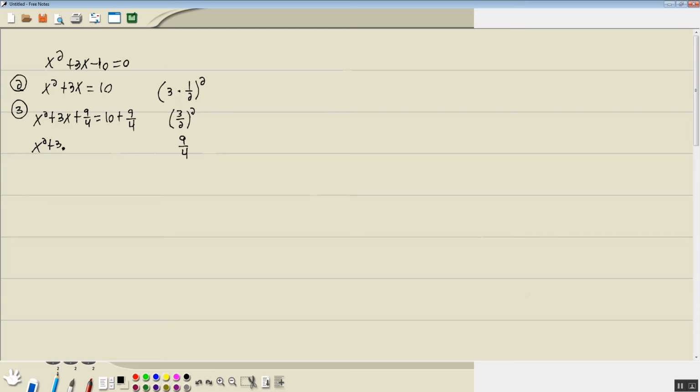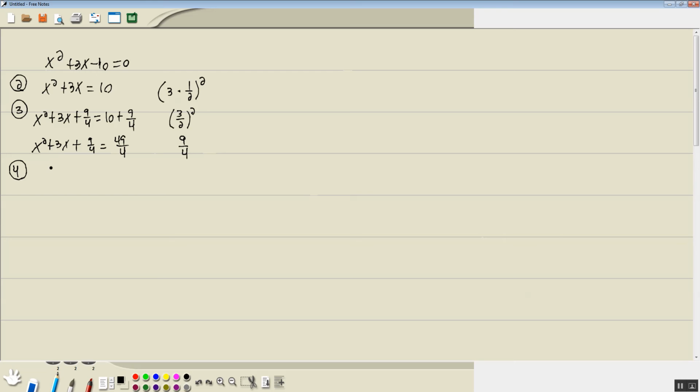So we got x squared plus 3x plus 9/4. And over here, this is the mixed number rule. So I'm going to take the number to the side, the 10, multiply it times the denominator. 10 times 4 is 40, and I add the number on top. 40 plus 9 is 49 over 4.